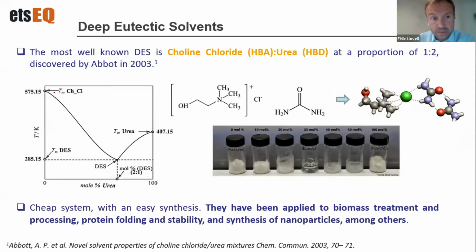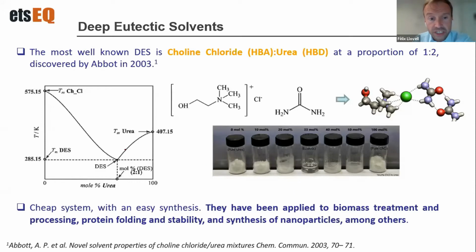Here you can see the melting point of choline chloride and the melting point of urea. In this case, we can see how at different compositions the mixture is solid, and at the particular eutectic composition, the mixture is liquid at 12 degrees Celsius. This cheap system, made with very cheap compounds, has been applied to biomass treatment processing, protein folding stability, synthesis of nanoparticles, among many other processes.